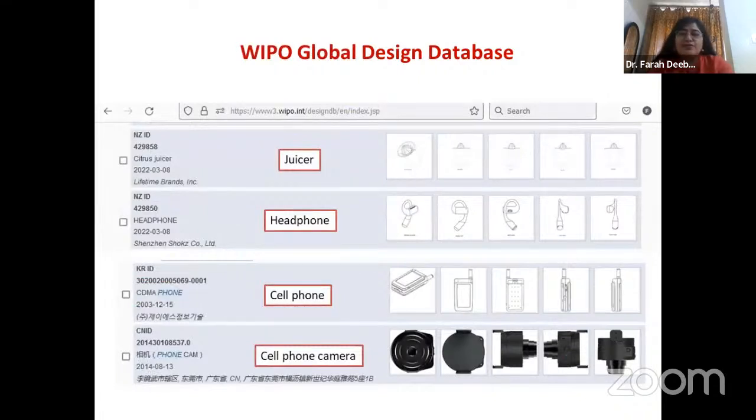Again, if you see a citrus juicer, it's a common item, but people have created different prototypes for that. A headphone, a cell phone, or a cell phone camera. So these are the things that you encounter every day. So if you know that these things exist in the database, you will create something which is distinct from this, because that will be your design. So that's the idea. And the information is out there. We need awareness. And you can see the URL there, https wipo.int. You can go and see that.